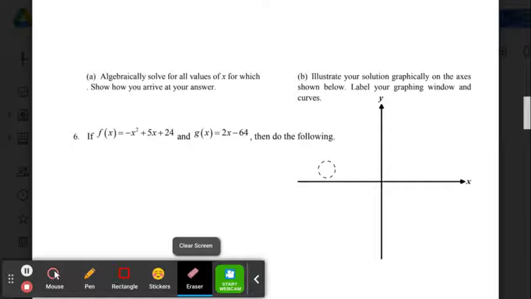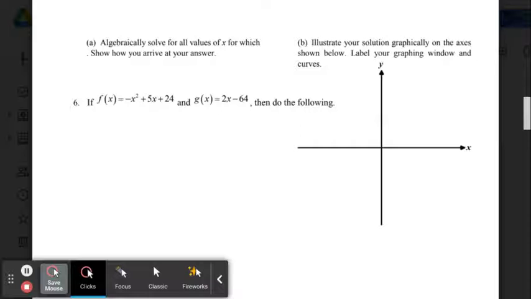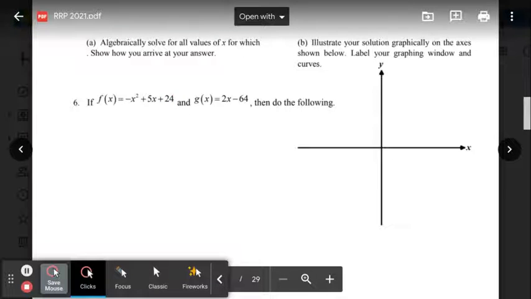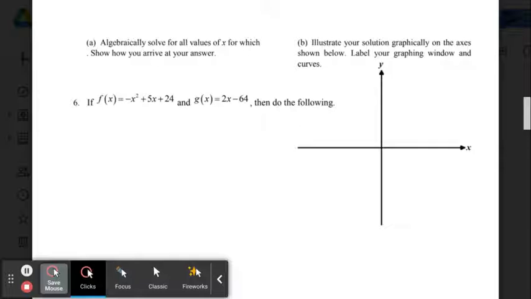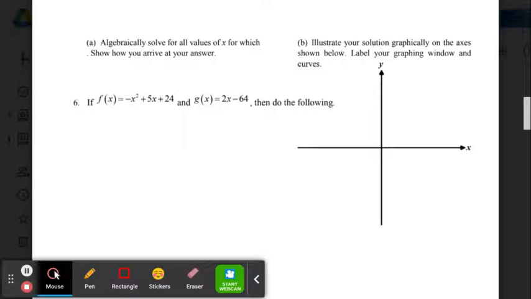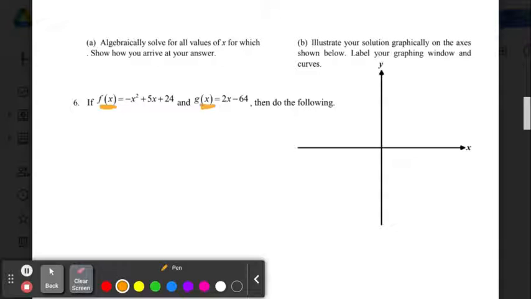So my graphics got a little bit messed up here. The question is right here, and then we have a and b. We can work with that though. It says if f of x equals negative x squared plus 5x plus 24 and g of x equals 2x minus 64, then do the following. Part A says algebraically solve for all values of x for which f of x equals g of x. So hopefully on your paper, it says when this equals this. Show your work. Show how you arrive at your answer.